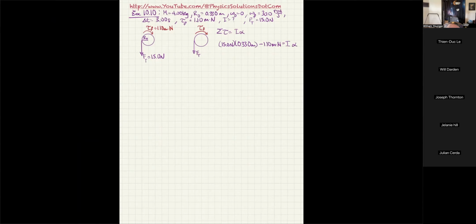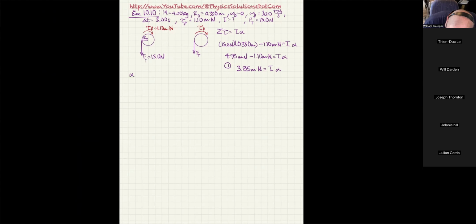Computing this, in other words, making these numbers a little simpler, the 15 times 0.33 gives me 4.95. So this is 4.95 meter newtons minus 1.10 meter newtons is equal to I times alpha. So 4.95 minus 1.10 is 3.85. So I'm going to say 3.85 meter newtons is equal to I times alpha, and that's going to be equation 1.